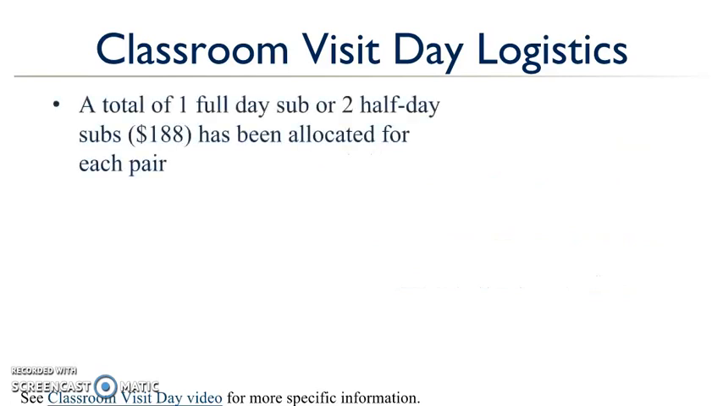A few more logistics. There will be a total of 1 full day sub or 2 half day subs. So it's an allocation of $188. That would be the cost for that for each pair. So if the mentor and new educator each say, I'm taking this half day, then they would each get a half day sub and be able to be in each other's classrooms for that time period.